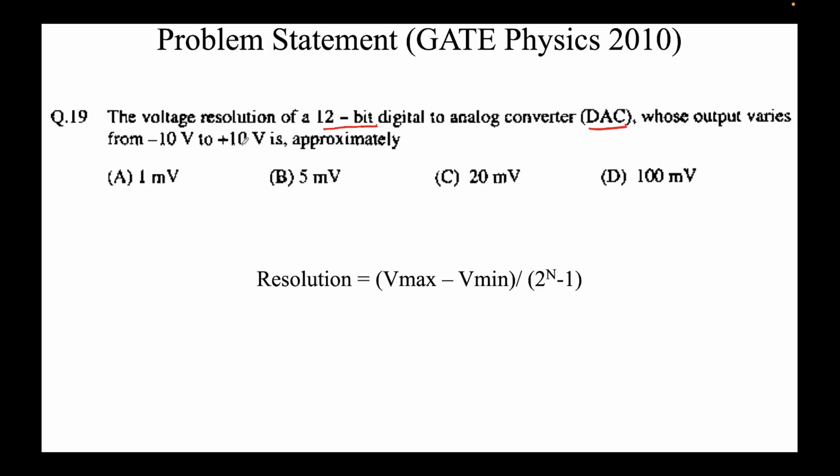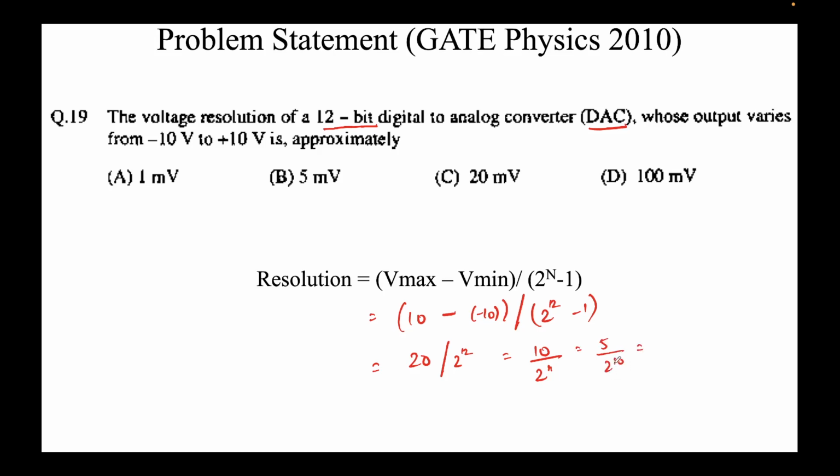So I'll simply write this formula which we saw in the last slide. Vmax is given as 10 volts, minus Vmin, which is minus 10 volts, divided by 2 raised to the power n, where n is given as 12 bits, minus 1. So the numerator will come out to be 20 divided by 2 raised to the 12. I can say 10 divided by 2 raised to the 11. So I can also write it as 5 divided by 2 raised to the power 10.